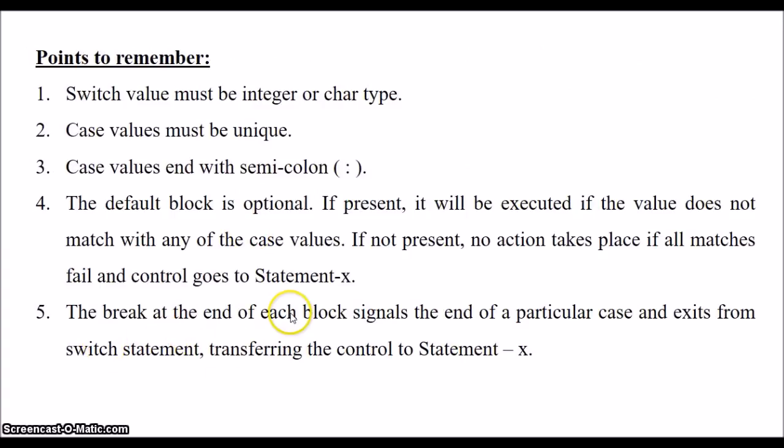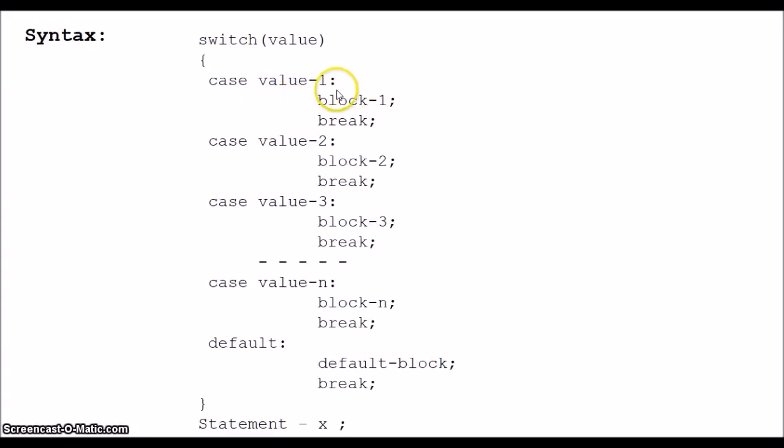The break at the end of each block signals the end of a particular case and exits from the switch statement, transferring the control to statement X. So in each case value block we have a break. Block 1 has a break, block 2 has a break, block 3 has a break, and so on up to block n, and the default block also has a break.